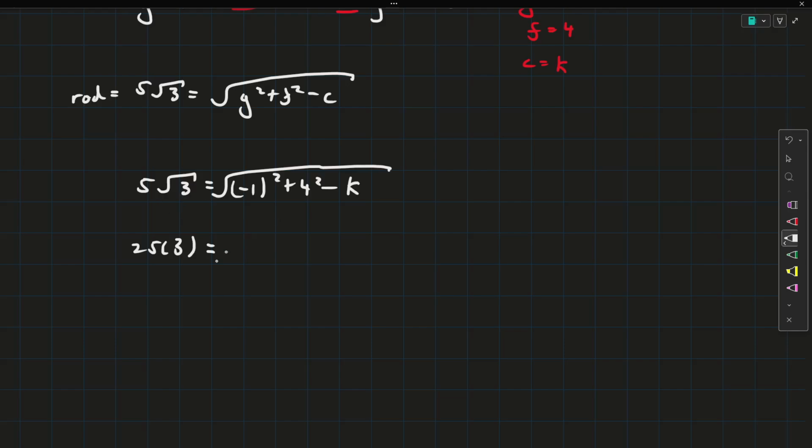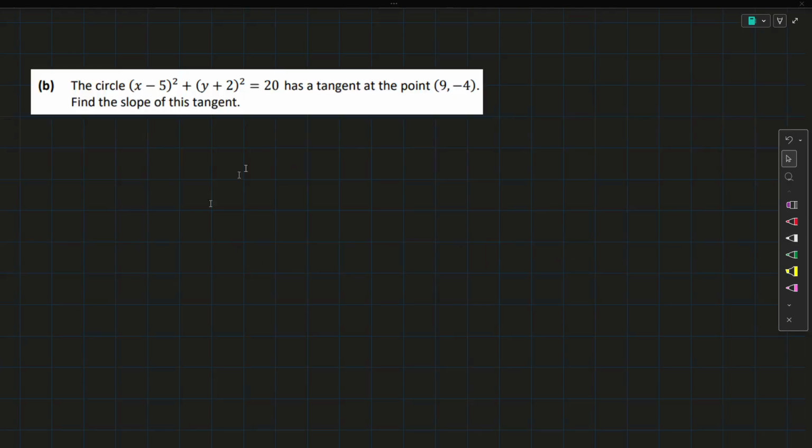So we can square both sides, and we'll get 25 multiplied by 3 on the left side. Or you can just square it in your calculator. The square root's gone. 1 squared is just 1, 4 squared is 16, so we get 17 minus k. So then we get 75 is equal to 17 minus k, and then you can just solve for k. You bring the k to the other side to get k equals 17 minus 75, which is equal to minus 58.